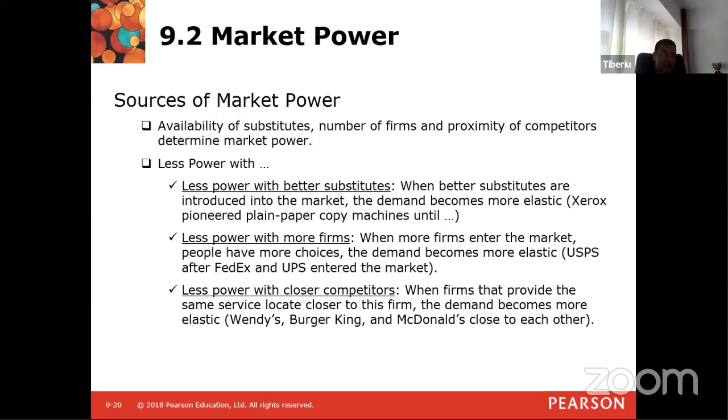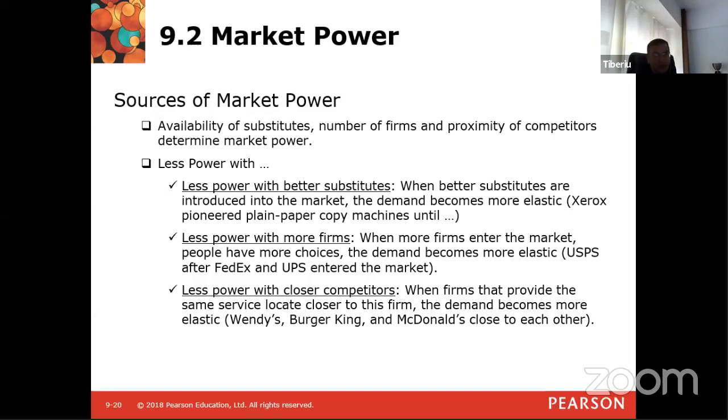Xerox pioneered plain paper copy machines until other companies started to produce similar products. Nowadays, Xerox is no longer in, let's say, a monopoly position. Less power with more firms: when more firms enter the market, people have more choices and demand becomes more elastic. For example, USPS after FedEx and UPS entered the market.